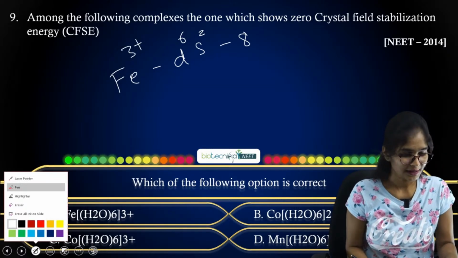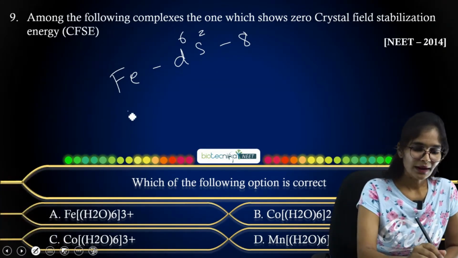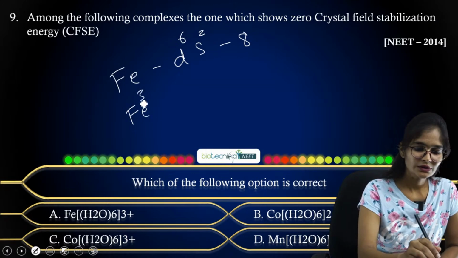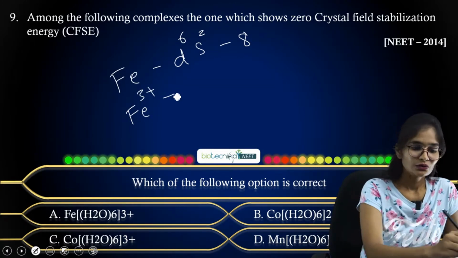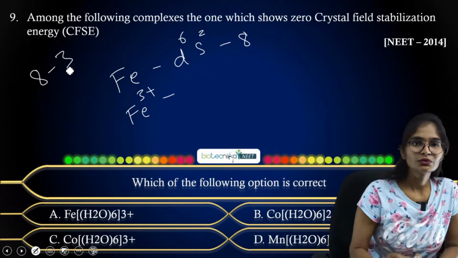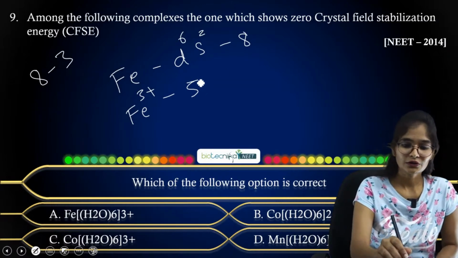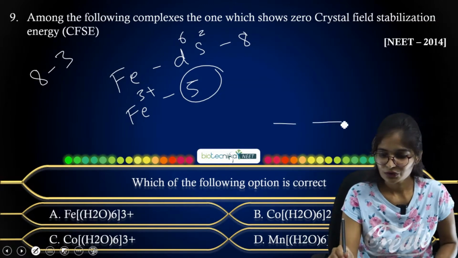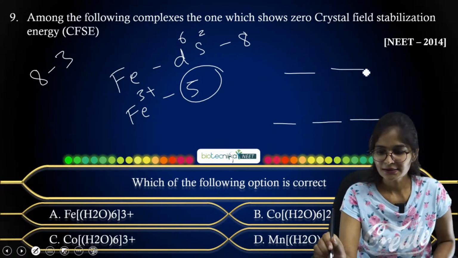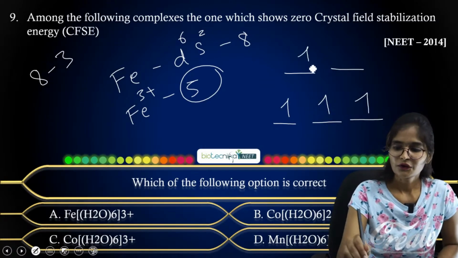Okay, so let me write it separately so that you will not get confused. Coming back to the Fe 3+ oxidation state electron configuration: you have 8 electrons, so 8 minus 3 will be 5. So you have 5 electrons right now. Now it is an octahedral complex, right? So you have to show T2G down and EG upside. So now you have 5 electrons, 1, 2, 3, 4, 5.